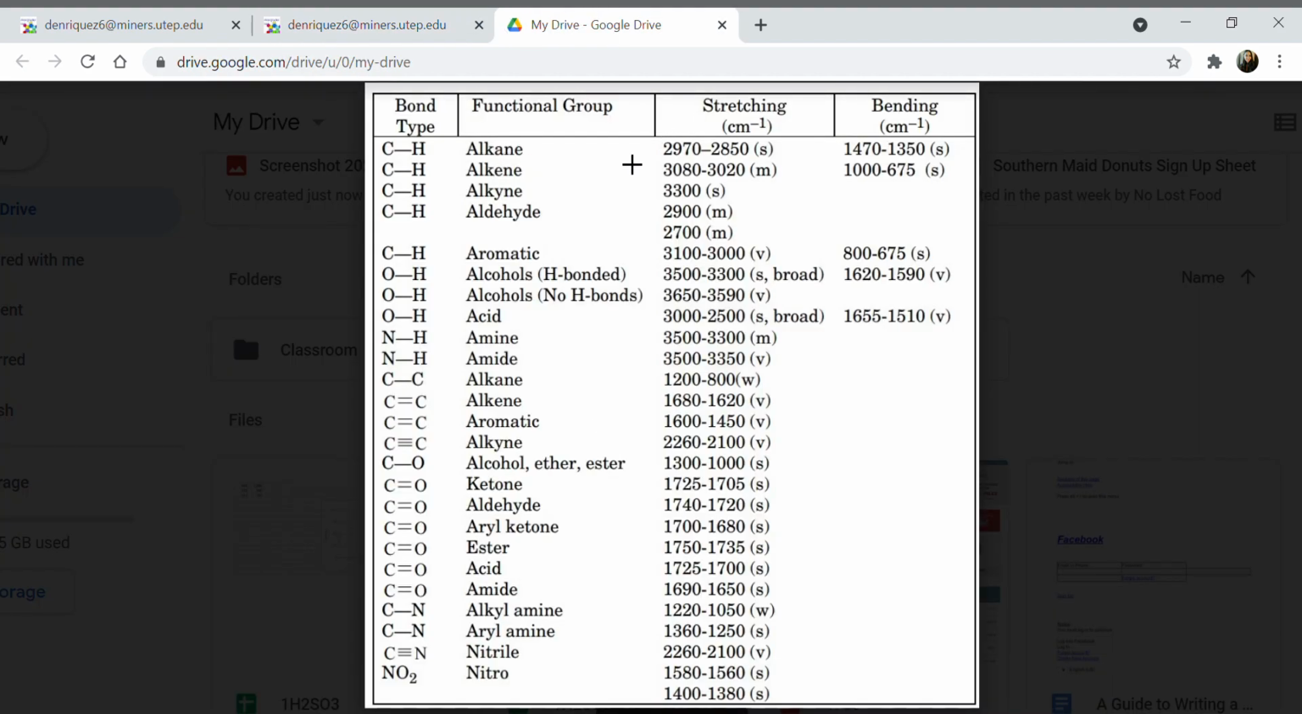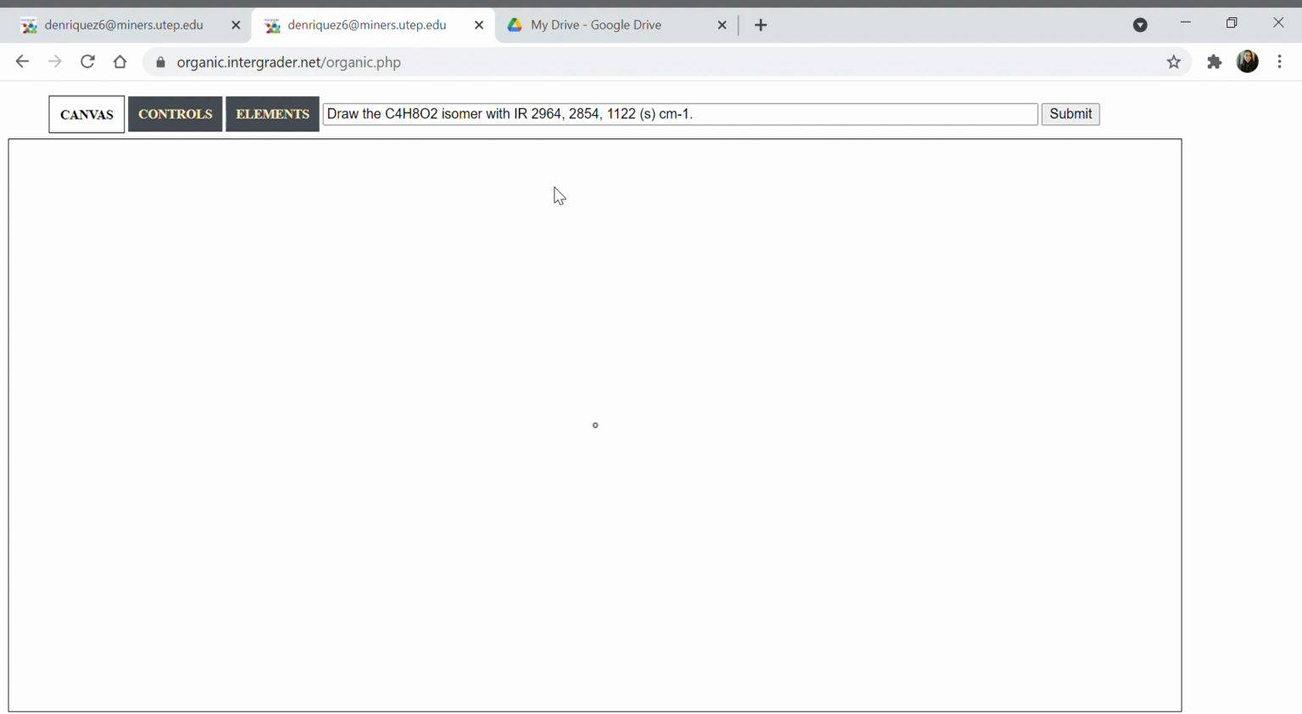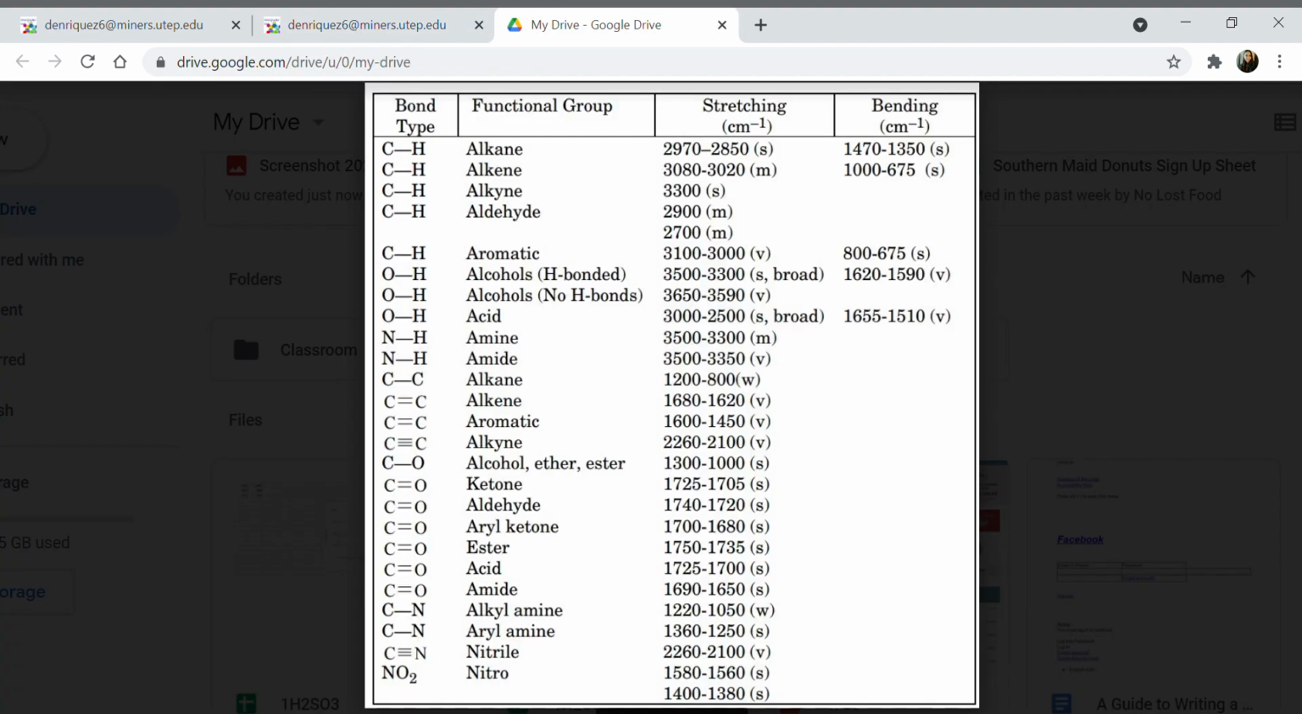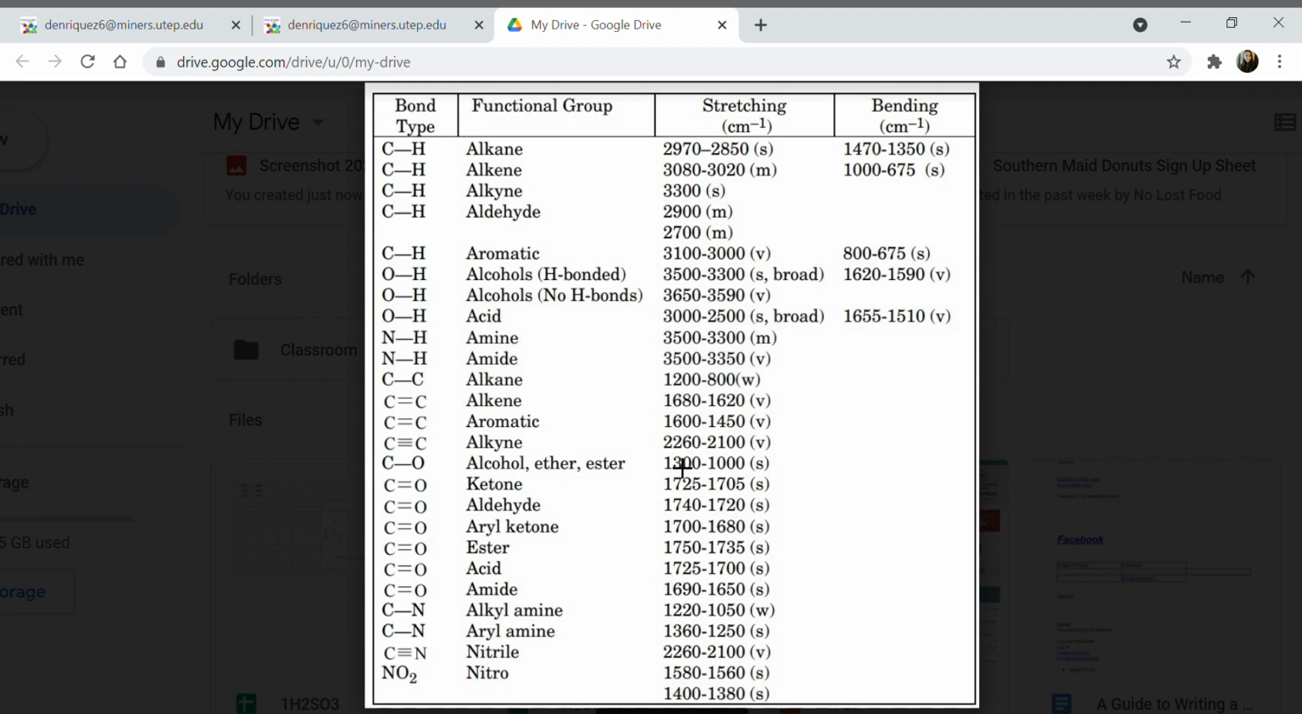Okay, so I'm going to start with a 2964, but I kind of already know that's going to be an alkane, so single bonded carbons. 2854 is also going to belong in this range. 1122S is going to be what decides what this is. So 1122F: alcohol, ether, or ester. And again, like I said, if it's an alcohol, it's going to be the 3500. That's the main component. So I'm going to go with either ether or ester by itself.